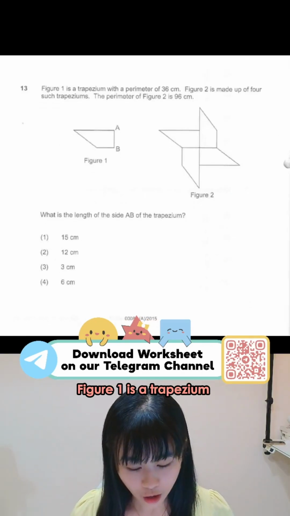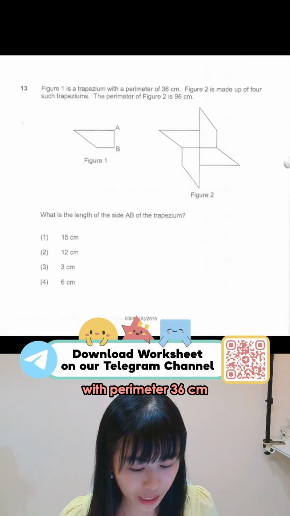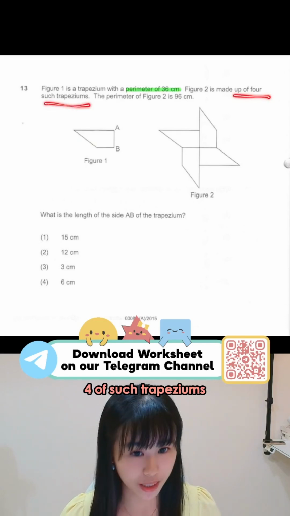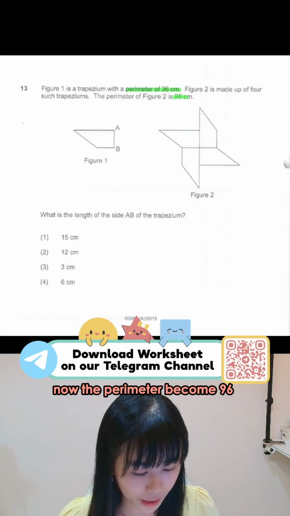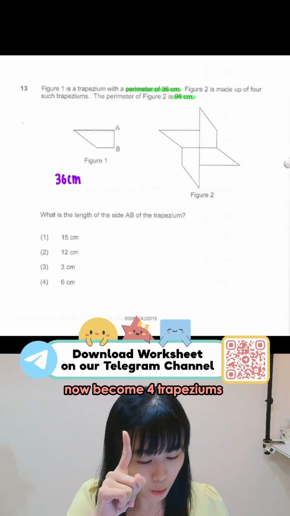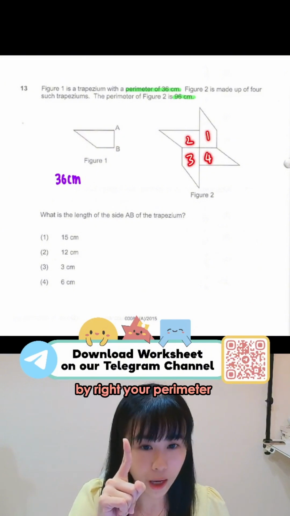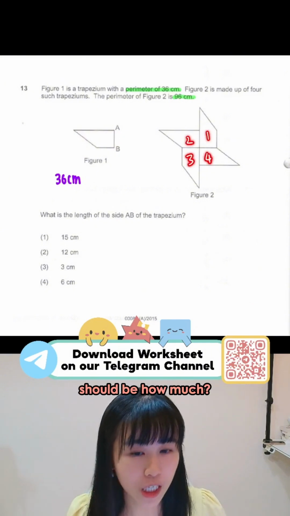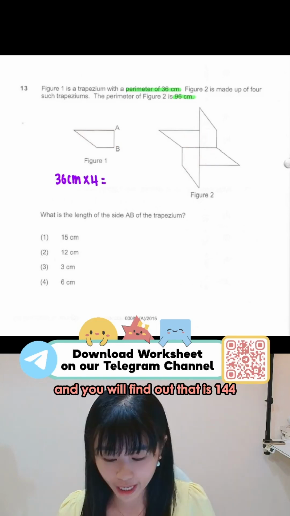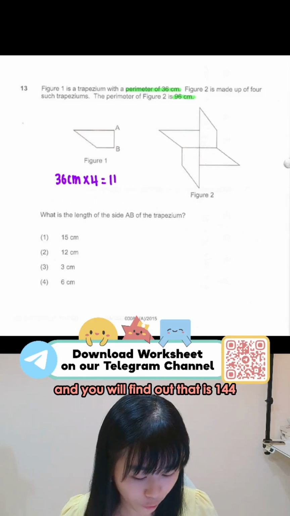Question 13. Figure 1 is a trapezium with perimeter 36 cm. Figure 2 is made up of 4 of such trapezium. Now the perimeter becomes 96. If your perimeter is 36 for 1 trapezium, now it becomes 4 trapezium, right? By right, your perimeter should be how much? Times 4, right? By right, 4 of them is times 4. And you will find out that is 144.